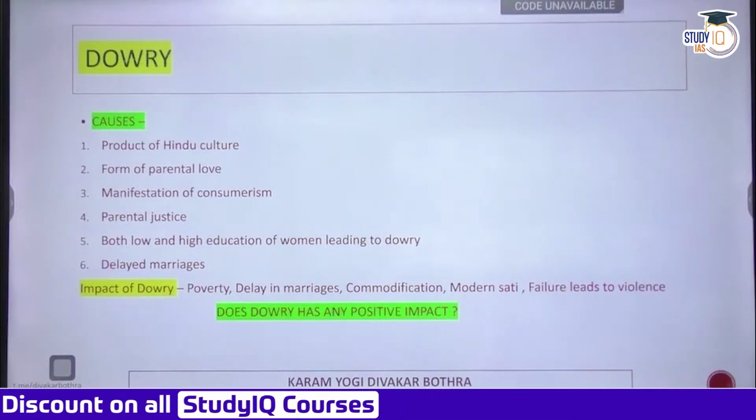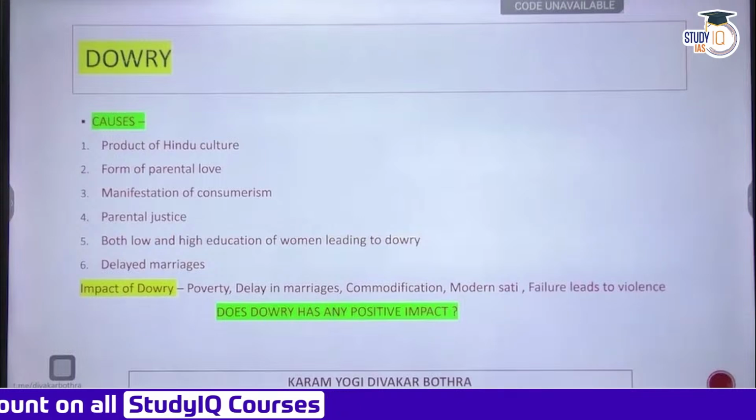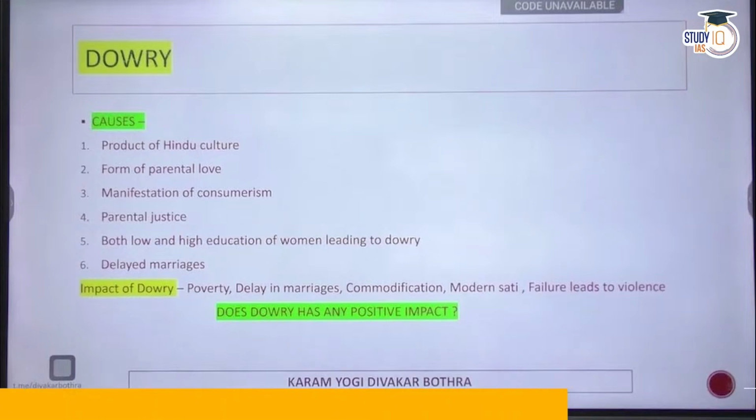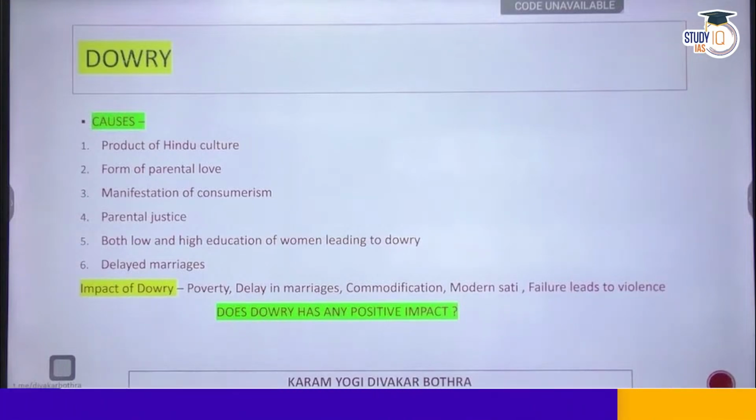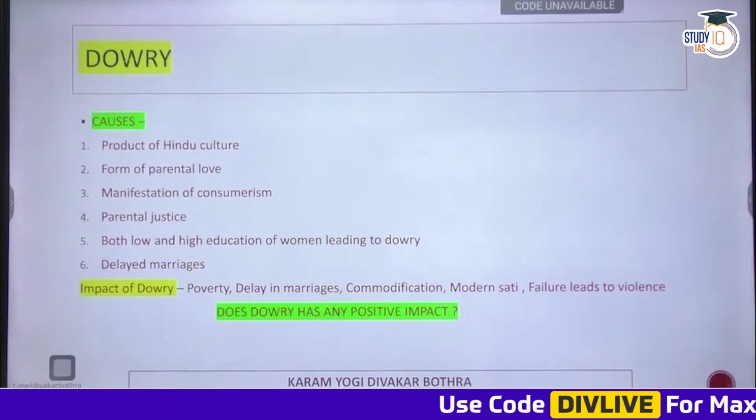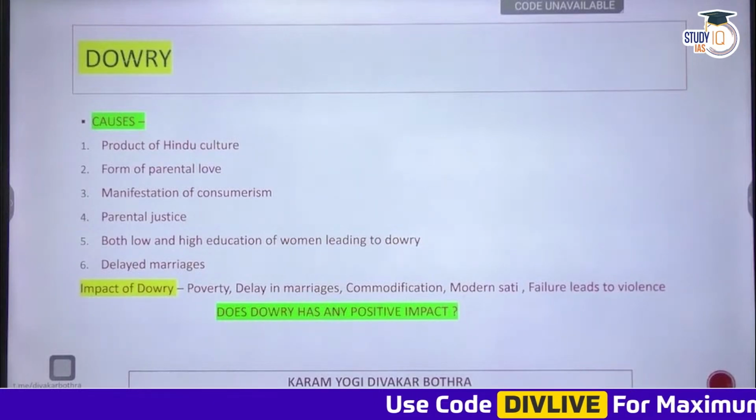Impact of dowry. So these are some of the broad causes of dowry. What is the impact of dowry on society at large? Dowry leads to poverty. We often see that giving dowry largely is done on the basis of fathers taking loans from moneylenders and entering that vicious circle of poverty. Many Bollywood movies often reflect these ideologies.